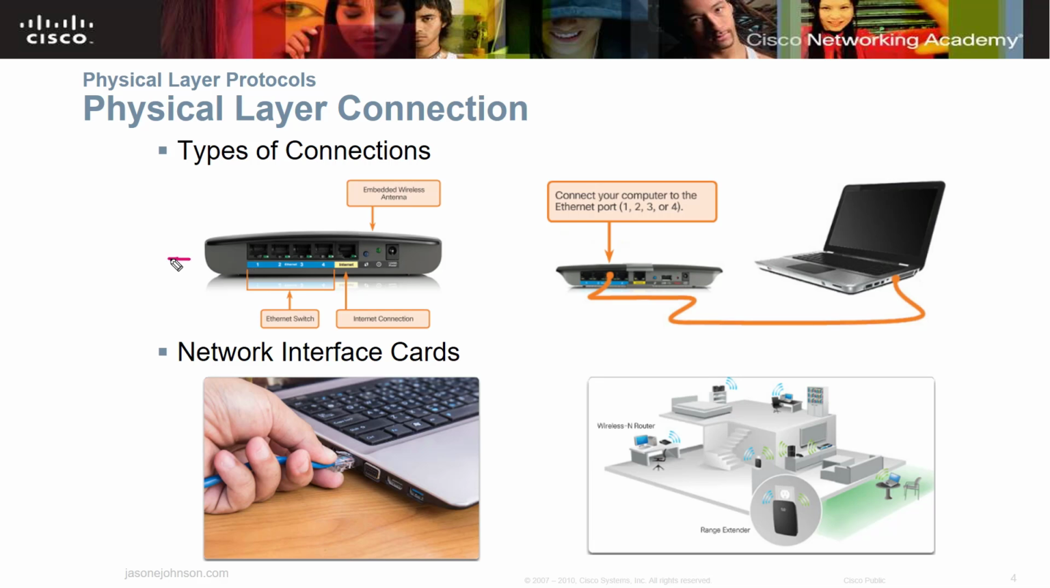This is a Cisco wireless router here, or a home router or SOHO router. You have your Ethernet switch here where you can plug in your Ethernet. You have your internet connection here where you put your WAN port. You have your embedded wireless antenna. It doesn't actually pop up. The one I have, a little newer Cisco, has an antenna that comes up like that. Some of those have that.